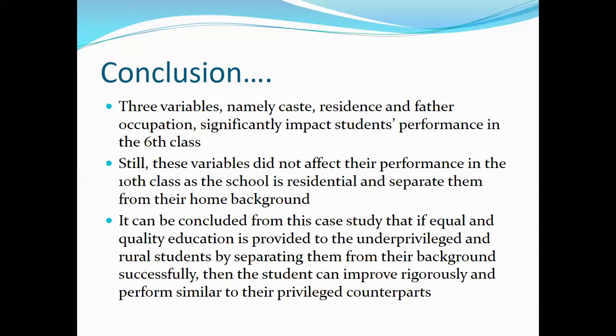Three variables, caste, residence, and father occupation, significantly impact student performance in sixth class. But in 10th class, father education and gender are significant variables. Still, these variables did not affect their performance in the 10th class as the school is residential and separates them from their home background. It can be concluded from this case study that if equal and quality education is provided to the underprivileged and rural students by separating them from their background successfully, then the students can improve rigorously and perform similar to their privileged counterparts.